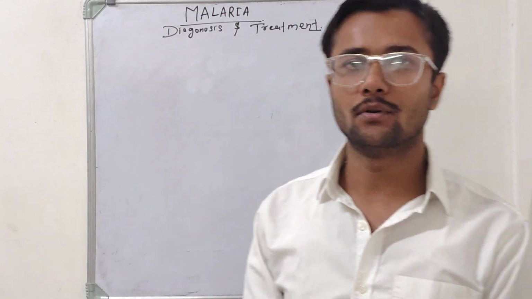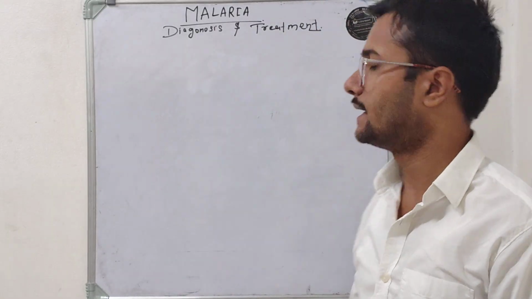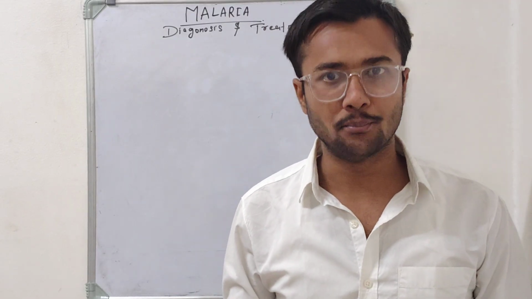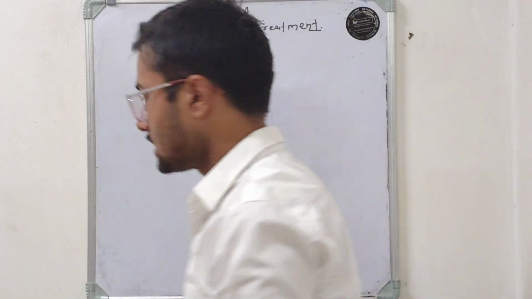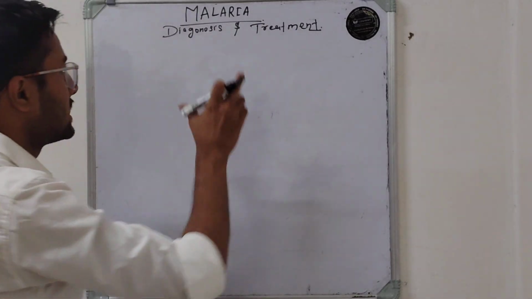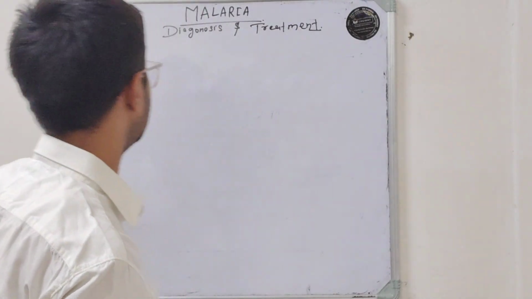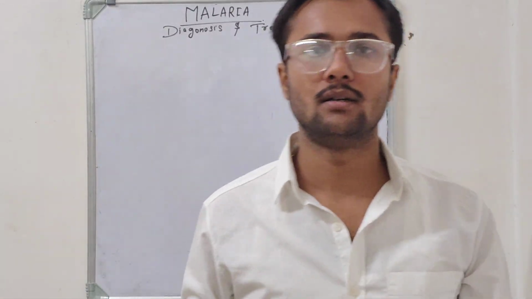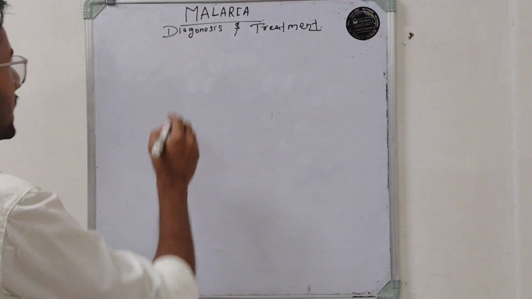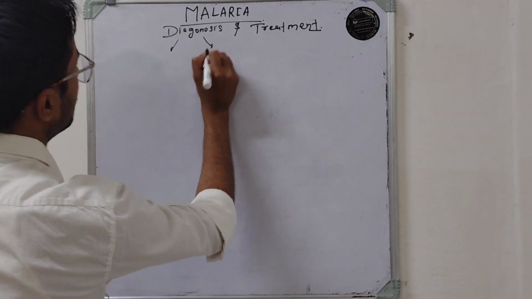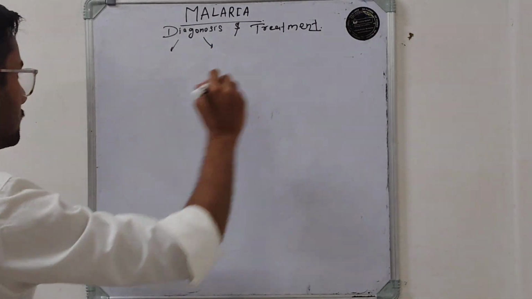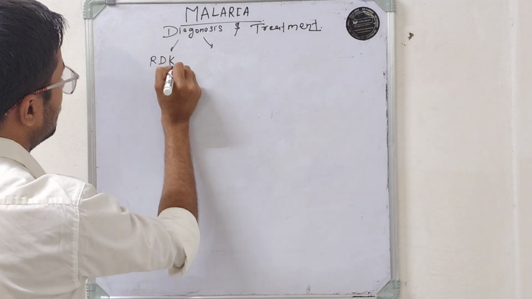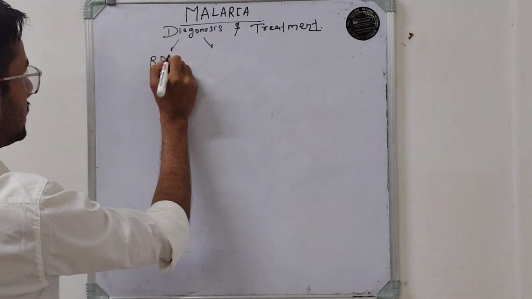In today's session, I am going to discuss the diagnosis of malaria and its treatment. So be focused, it is a very important lecture. So we start the lecture with the diagnosis of malaria. Now the question arises: how do we diagnose malaria? Basically, for diagnosis we have two methods. What are these two methods? The first is that we go for the rapid diagnosis kit or the rapid diagnosis test.